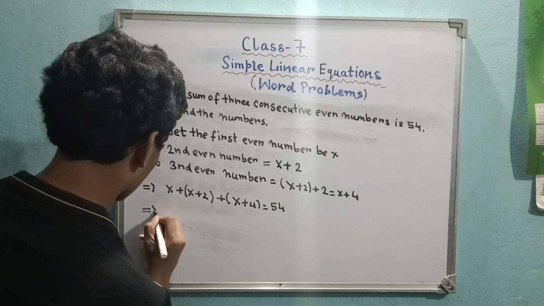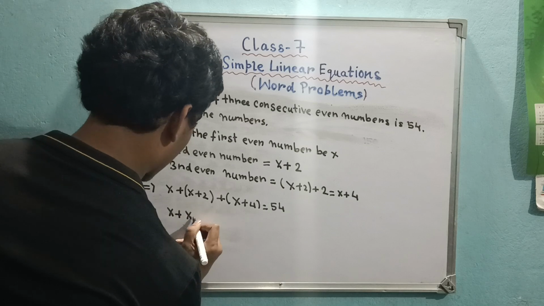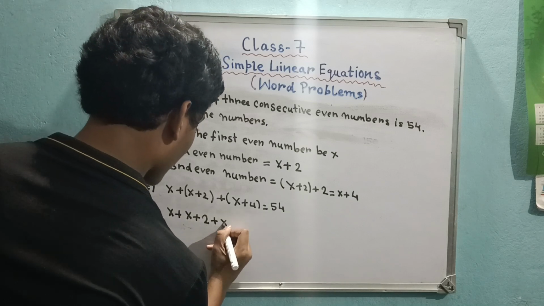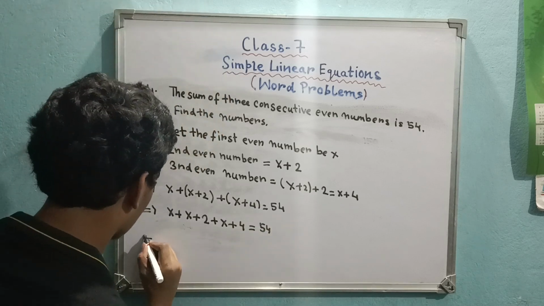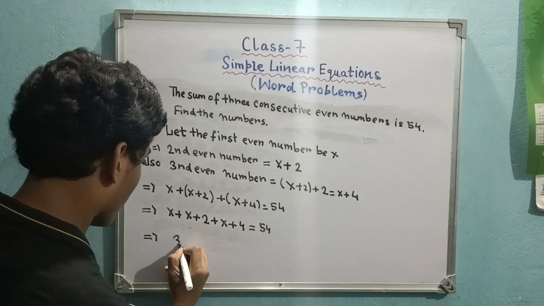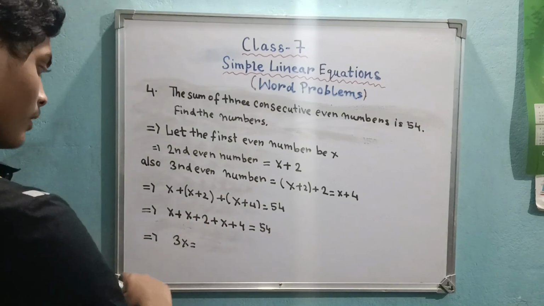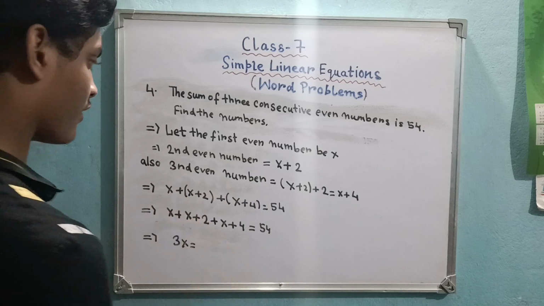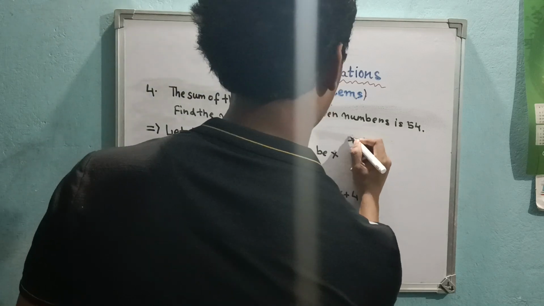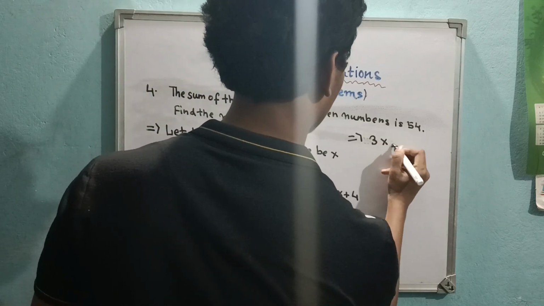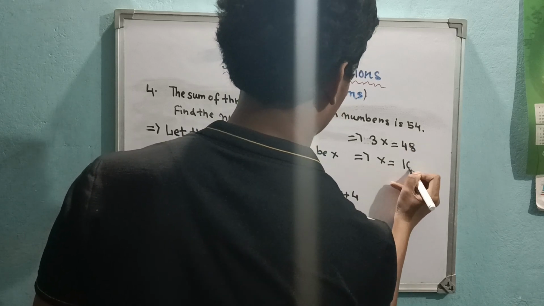So now, what do I have here? Let me open up the brackets. Actually, no need to give the brackets there. For your better understanding, I am just giving them. This will be equal to 54. This can also be written as 3x will be equal to 2 plus 4, it is equal to 6. So if I shift the 6 to that side, it will be 54 minus 6, or 3x will be equal to 48. And from here we can get the value of x will be equal to 16.